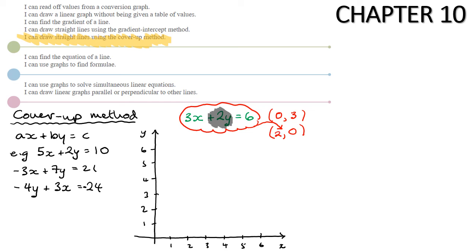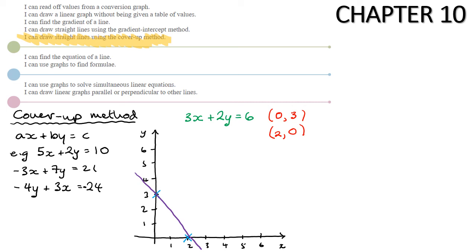So using that cover up method, by covering up either the x part or the y part, what I've got now are 2 coordinates. I plot those 2 coordinates: 0, 3, which is 0 across, 3 up. I plot the other coordinate, which is 2 across, 0 up, and there I have my points, which I can use to draw my straight line. So I now draw a straight line through them like this.